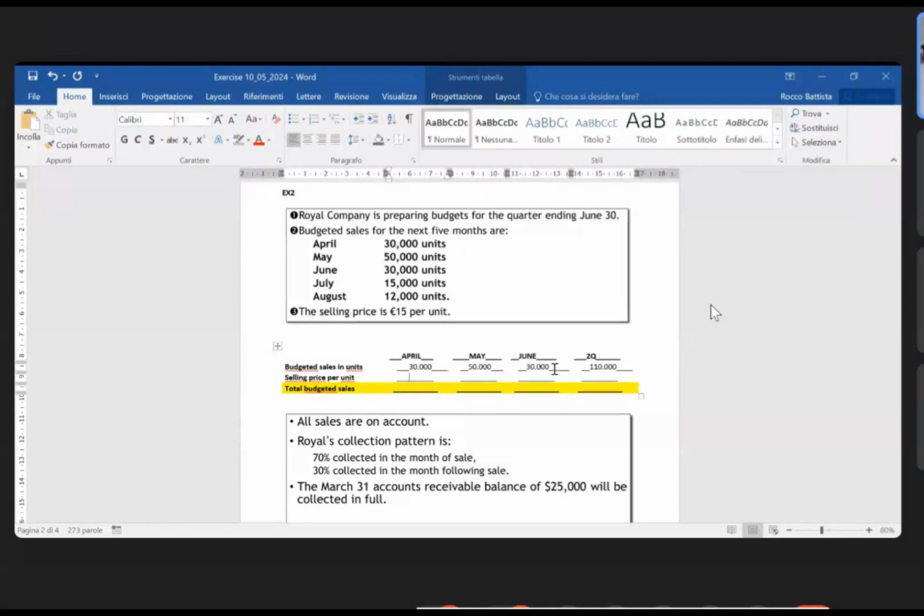So let's focus on the selling price you find in the description that can change. In this case it doesn't change, so it's 15. It is the average selling price in the month, in the real world. Okay, and here you don't need to put anything.